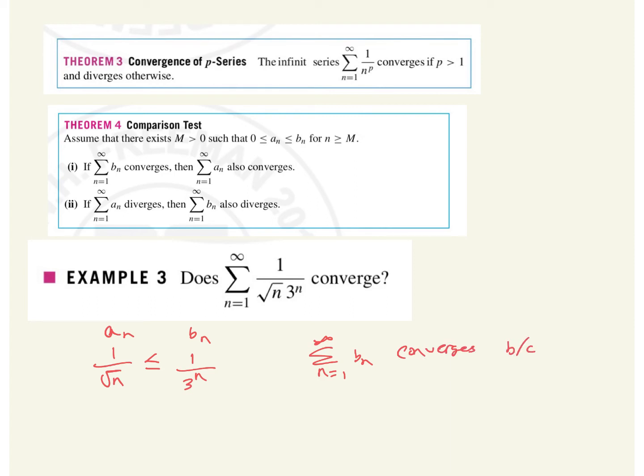Converges because geometric with r less than 1. So then, by comparison, the smaller one must converge, is all that I'm saying. And then, therefore, if they both converge, then the whole thing converges.